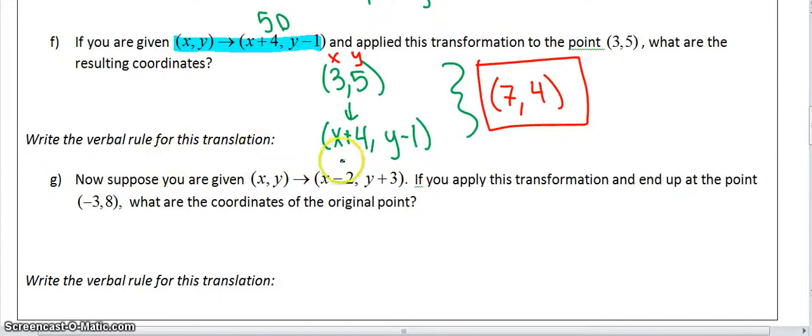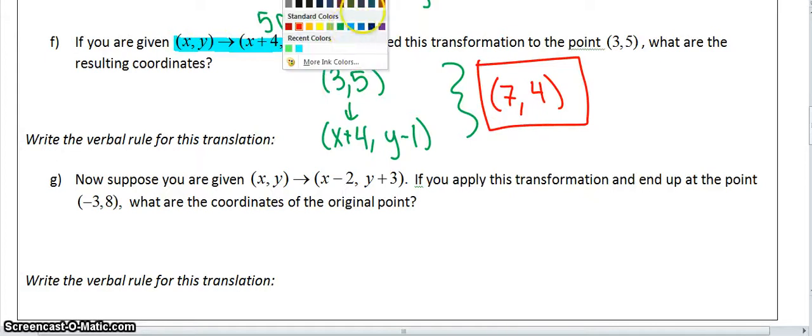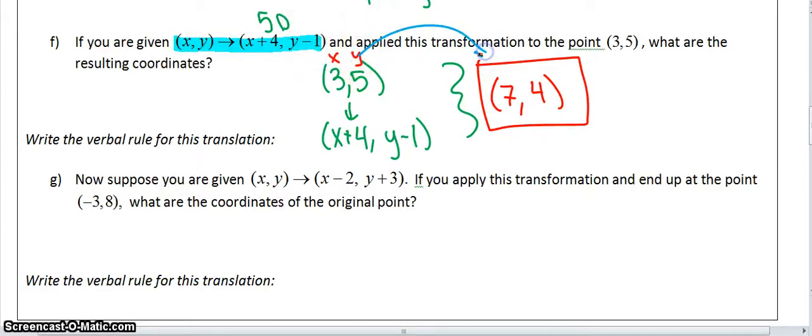Okay, now a verbal rule for this translation is: how did I get from this point, actually not to there, but how did I get from this point to this point? Can you say it in a statement about how you moved from here to here? So the verbal rule is, okay, if I had to go x plus 4, x is horizontal, so if I go in the positive direction, I have to move right 4. Okay, and I'm going y minus 1. Y is the vertical. If I go minus 1, I'm going down 1. So really what this verbal rule is, you move right 4 and down 1.